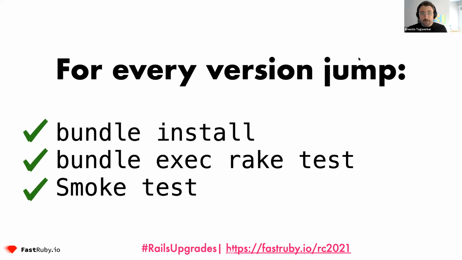So in every version jump, we want to do this over and over again. We want to make sure that you can bundle install with the next version of Rails. That will require you to tweak your dependencies to find a set of dependencies that will work with the next version of Rails. Make sure that your test suite works. And if you don't have a test suite, start today. Like I think they say, when is the best time to have a test suite? One is 5 years ago, and the other one is today.